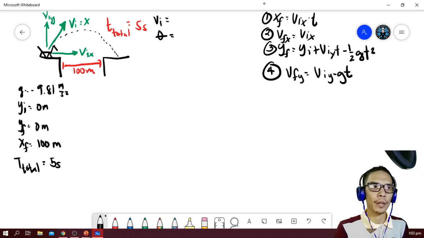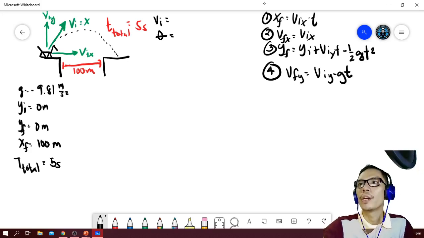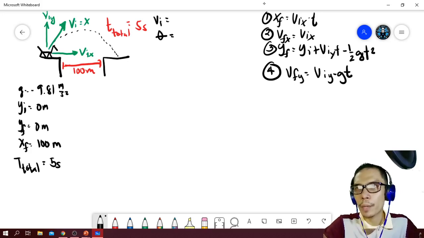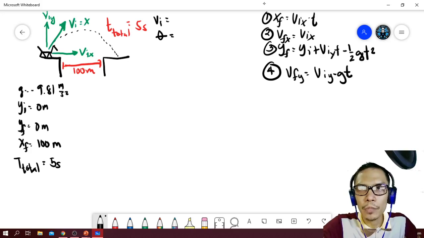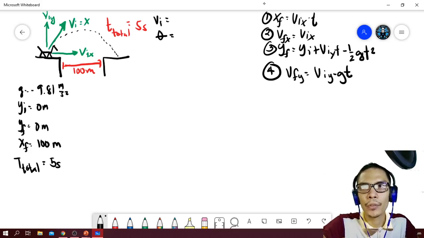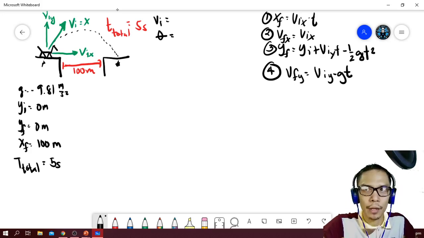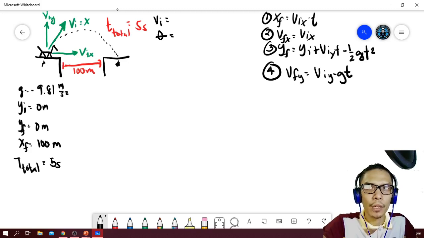There you have it. Alright, so what do we have right here? Now, how to compute for this one? Let's take a look first at the problem. This is the total time. Since this is level ground, the total time it takes for the object to go from this point down to this point is 5 seconds.